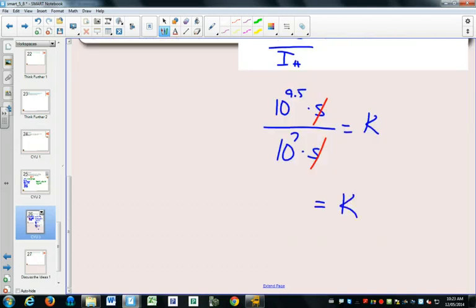And if you use your exponent laws, if you have the same bases and you're dividing, you subtract the exponents, so you're going to get 10 to the power of 2.5, which is how much? 316. So it's 316 times bigger. Basically, whenever you go up by 1, you multiply your intensity by 10.